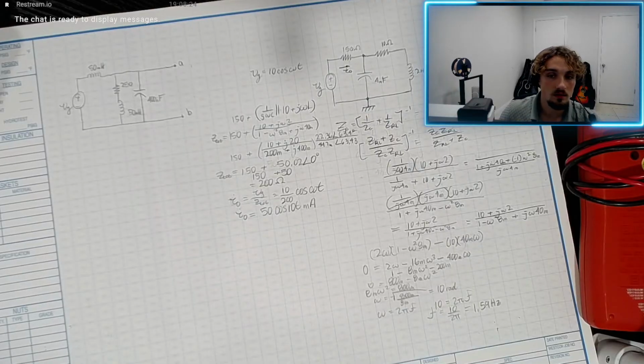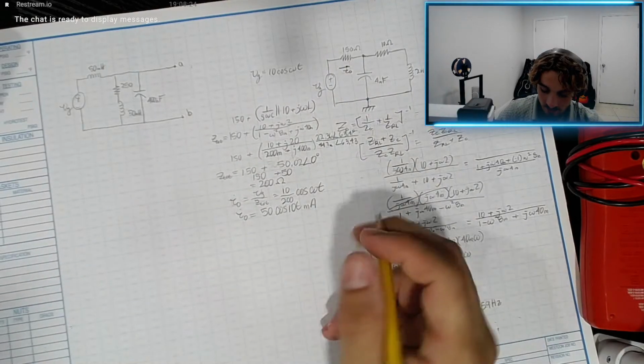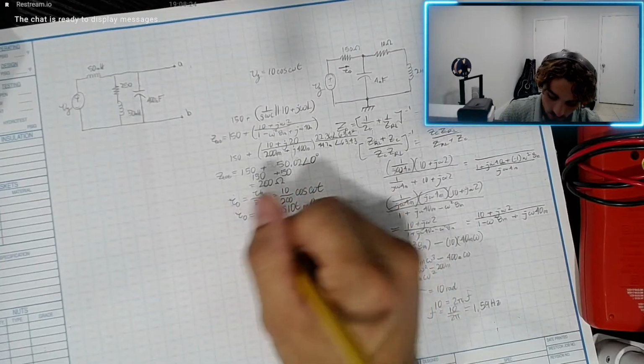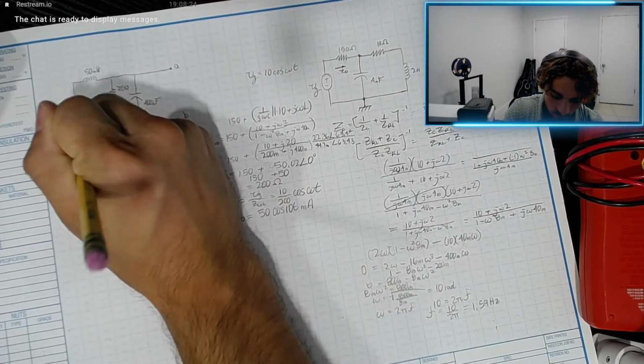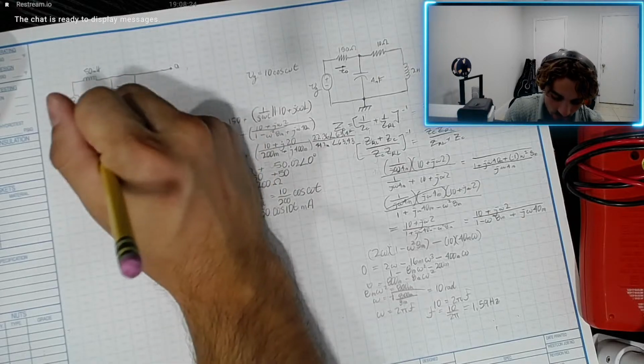Okay. Alright, let's write that down. And that is the voltage. So VG equals 22.36.